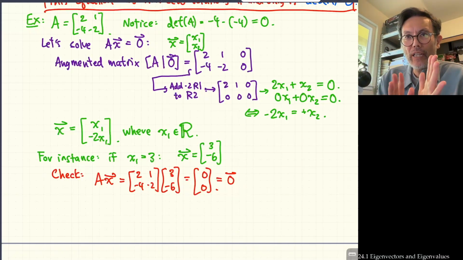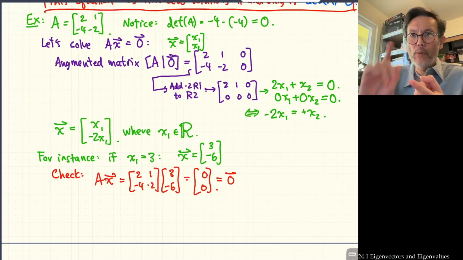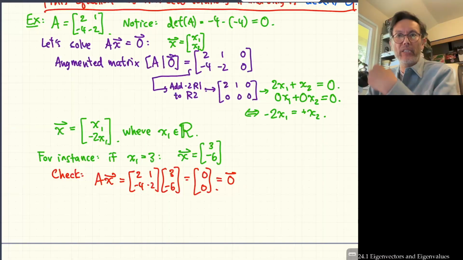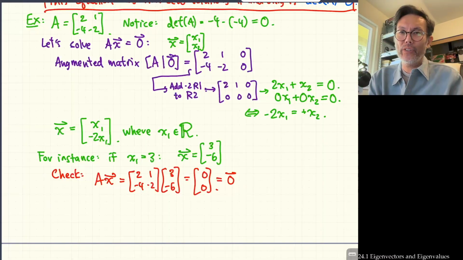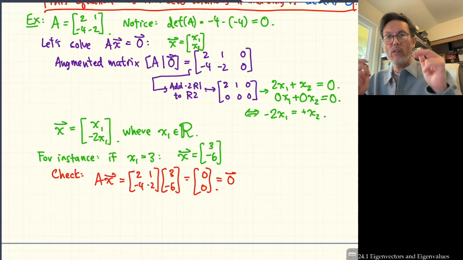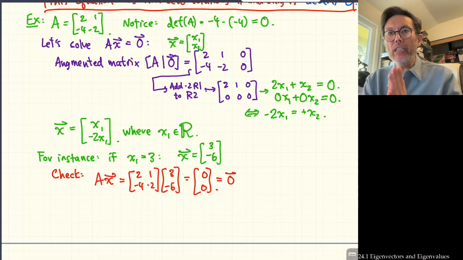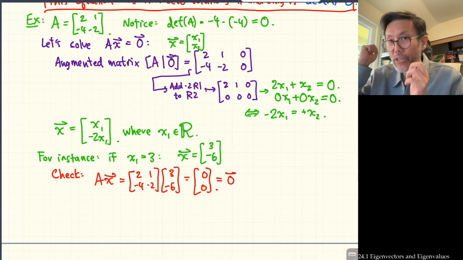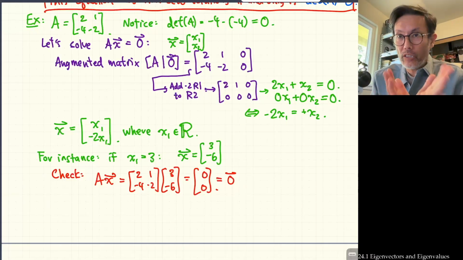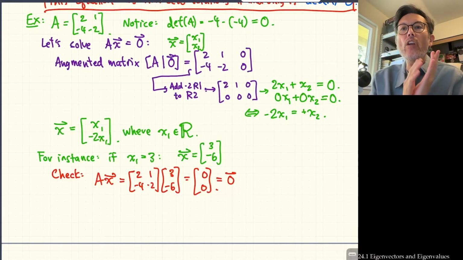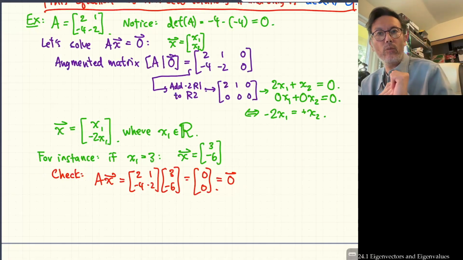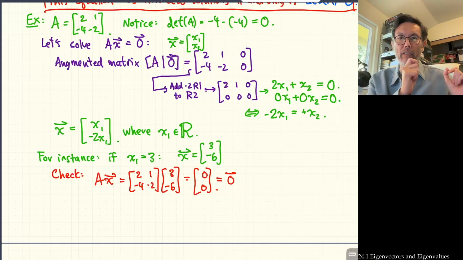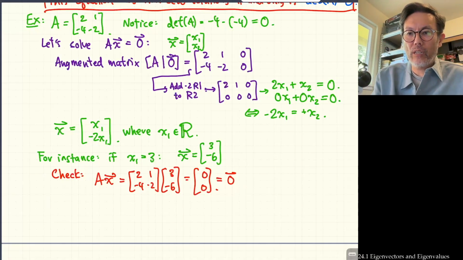Make sure you understand this idea. The most important thing that I said today, besides the eigenvector equation, is that the determinant of A being 0 is equivalent to the square matrix A having non-zero solutions to Ax equal to 0. We're going to use that to the hilt in the next video to compute eigenvectors and eigenvalues.